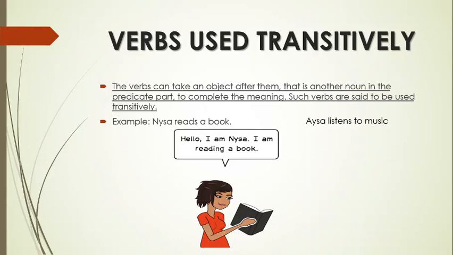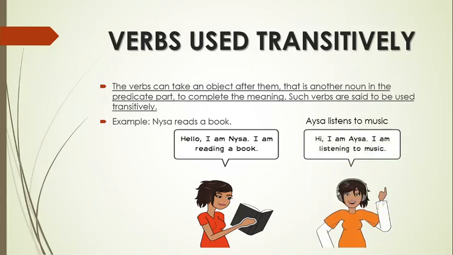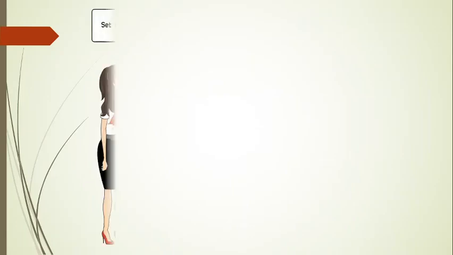On the other hand, Isa, probably Nisa's sister, listens to music. And here she is with her headphones on, listening to music. The action from listen is conveyed to music. Let's take a look at some more examples.